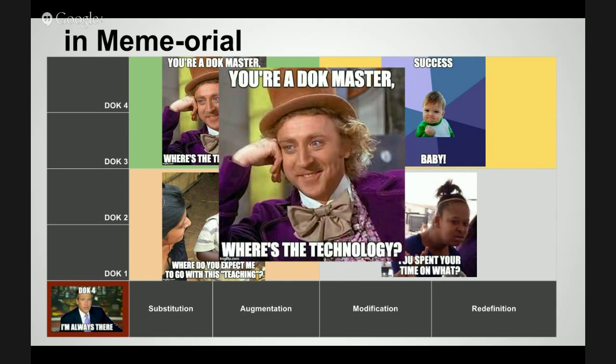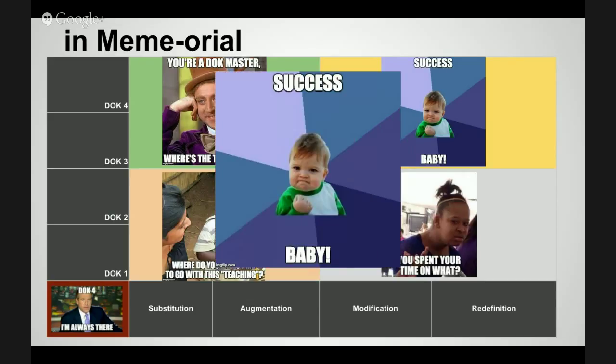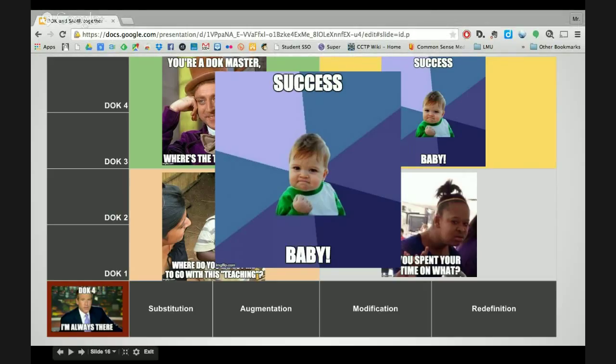Snarky Willy Wonka. So once you get your DOK, I gotta ask, where's the technology? Yes. Yep. And of course, what we all aim for, every day of our teaching, of our life. Ah, yes. Success, baby. The gold standard. That is it. The high DOK with a high technology integration. Beautiful. And it's doable. It is very doable. Do you get here every day? Maybe not. But this is what you're aiming for.